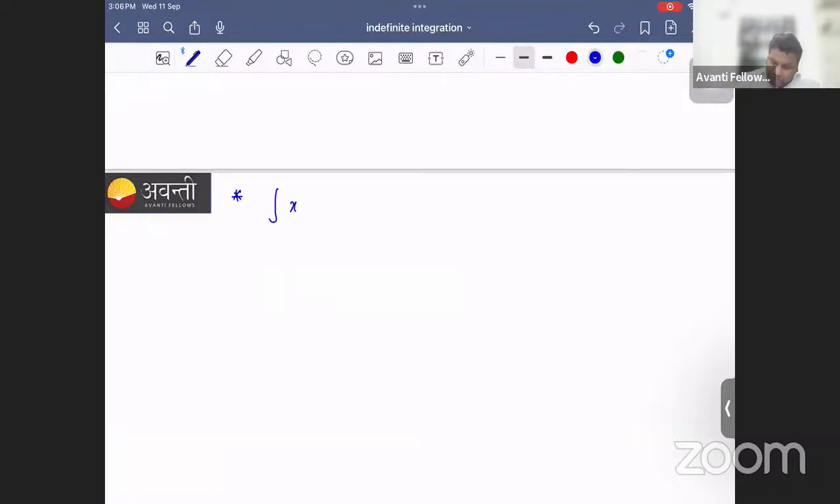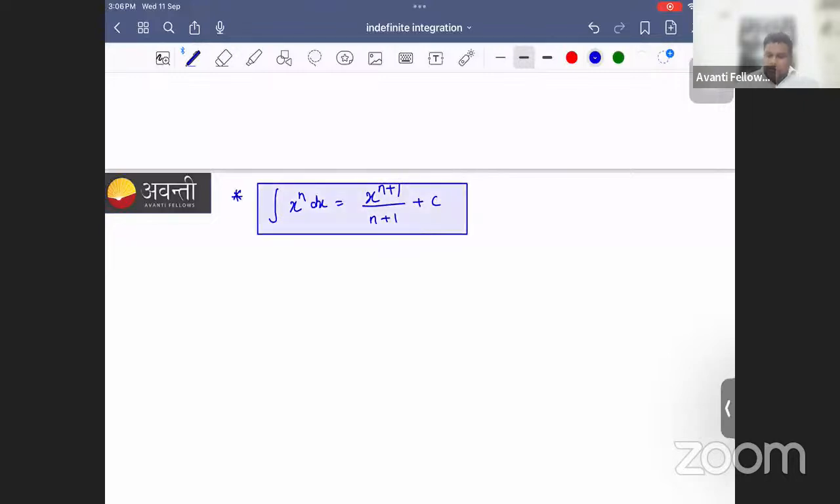Now, first of all, we will do the integration of x to the power n dx. This is the first and very standard formula, that is x to the power n plus 1 upon n plus 1 plus constant. There is no restriction on n except n should not be minus 1, because if n is minus 1, it will be 1 by x, and its integration is ln x. Got it?